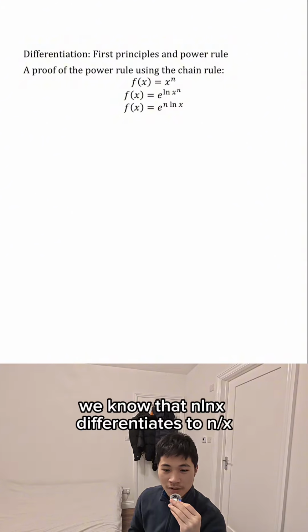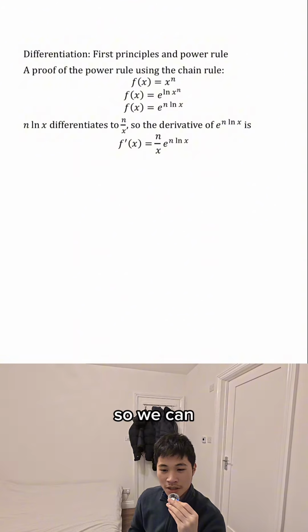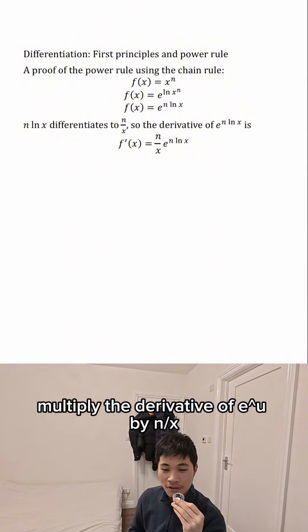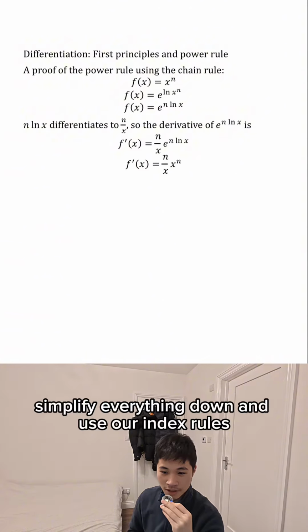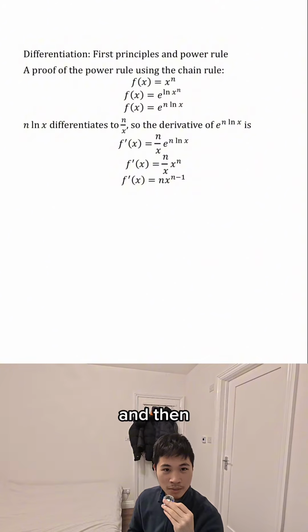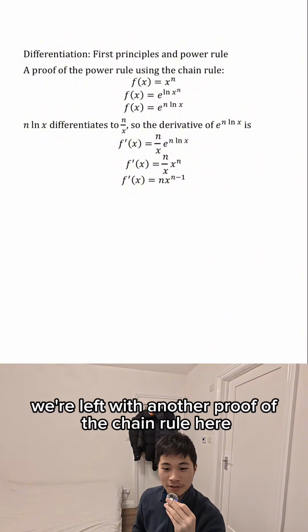We know that n ln of x differentiates to n over x, so we can multiply the derivative of e to the u by n over x, simplify everything down and use our indices rules, and then we're left with another proof of the chain rule here.